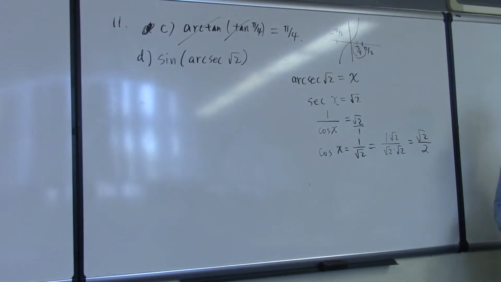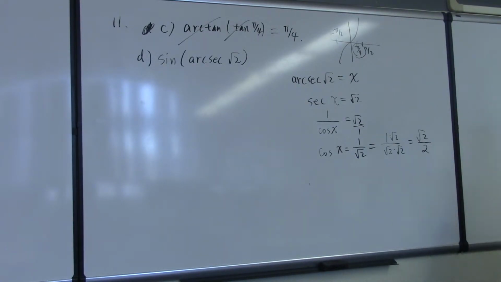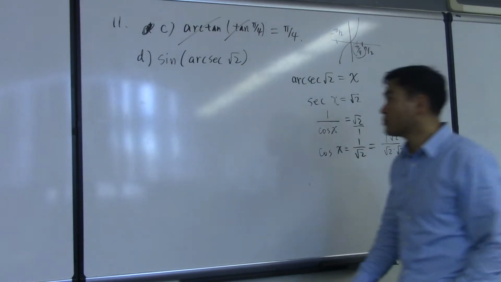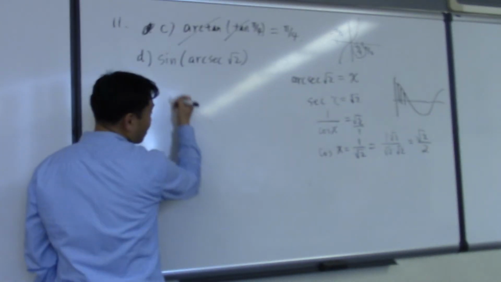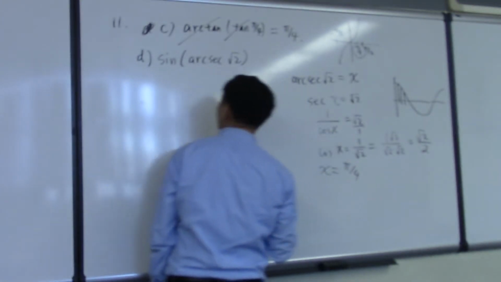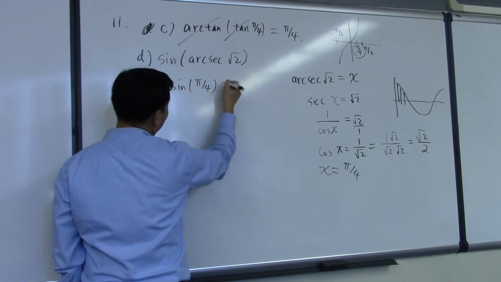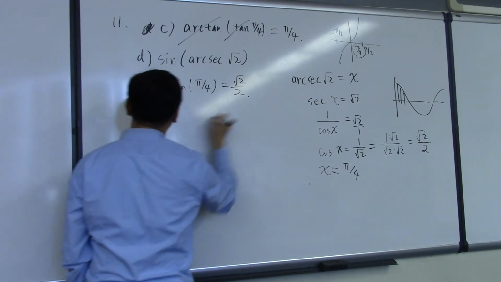Oh, I know that value. That's the one that has the nickname of medium size. So when does the cosine become the medium size? 45, pi over 4, right? So after all this work, we figured out that x is equal to pi over 4. Therefore, we have to know what sine of pi over 4 is, which is radical 2 over 2.